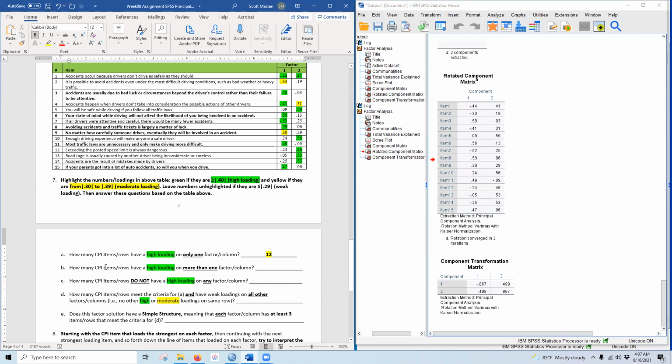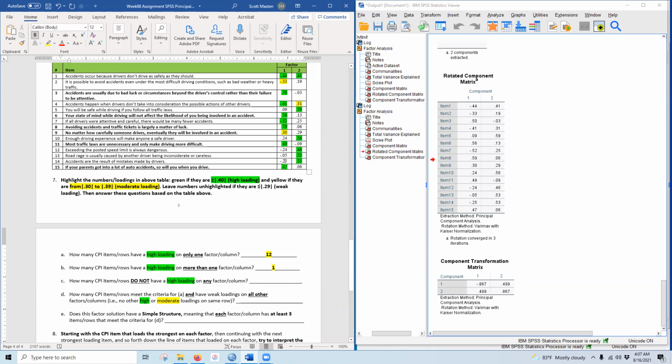How many CPI items have a high loading on more than one factor or column? Well, there's this one, that's 1. Looking for green across 2. Looks like there's only 1. That's what I'm getting so far. This is the only one that's green across both columns, right? 1.